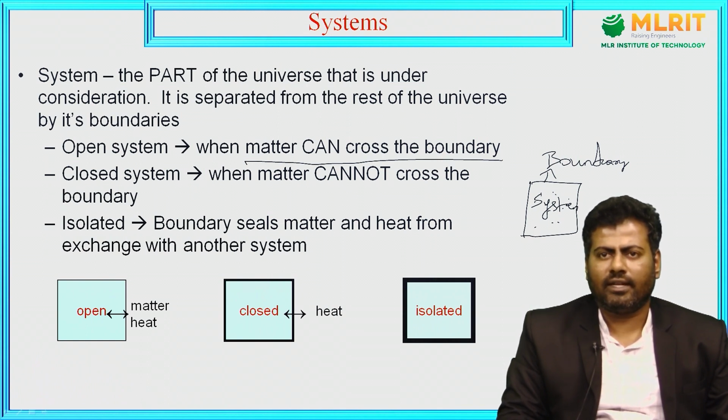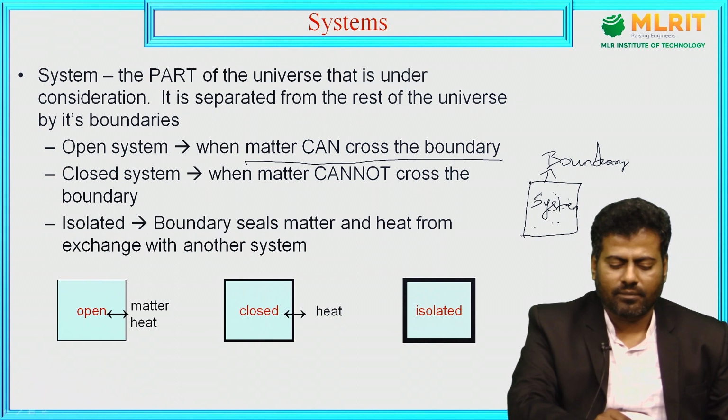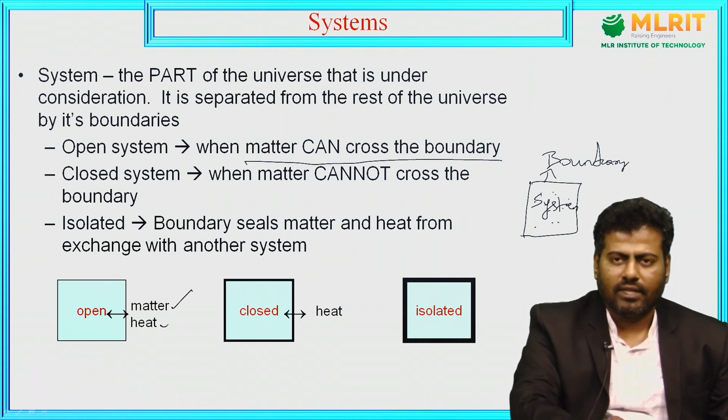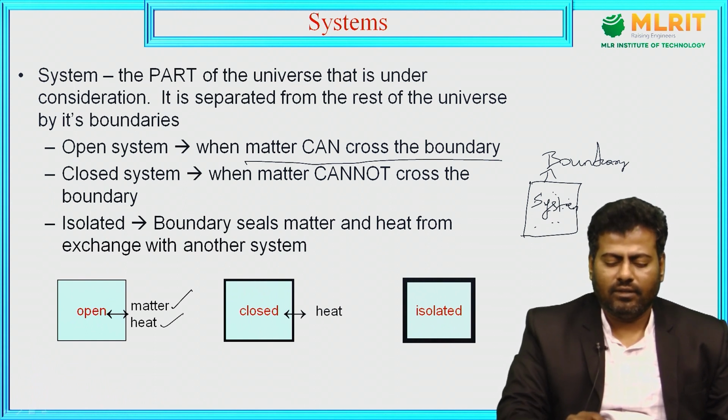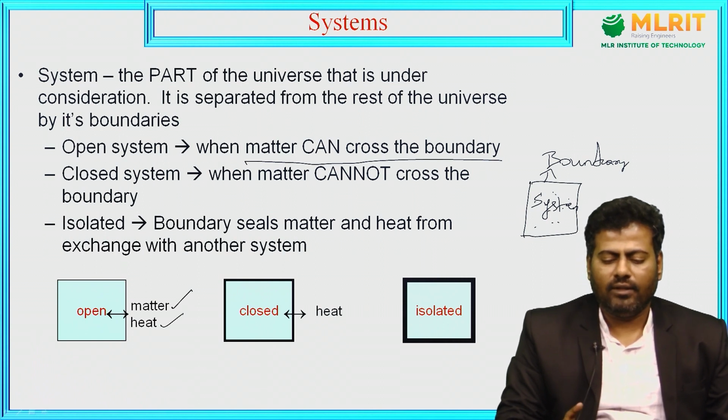Then what about the energy level? Energy with respect to the boundary always transfers from one system to another, or from the system to the surroundings. So for the open system, matter transfers as well as energy and heat. Then the closed system. Here, in the closed system, only energy can transfer. The matter is always constant throughout the process. That is what we call a closed system.